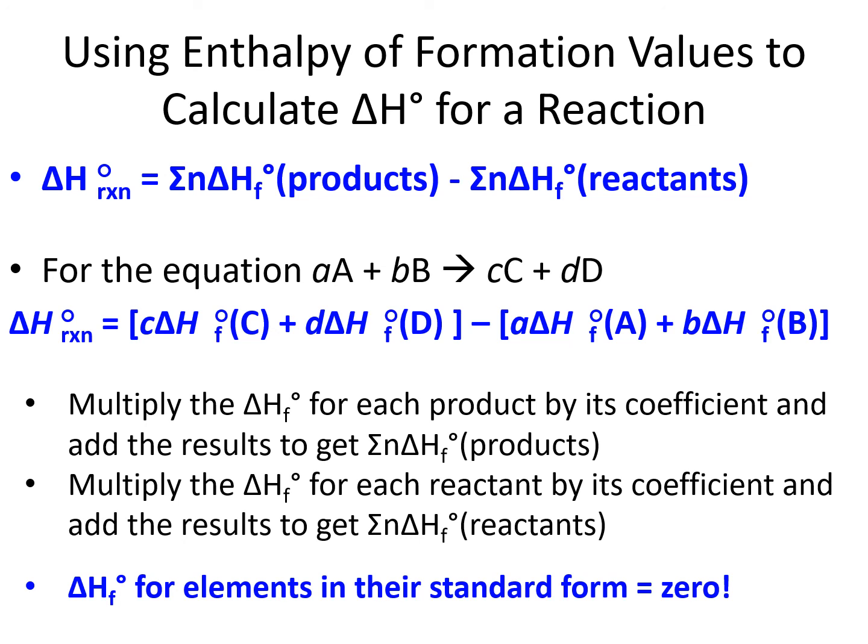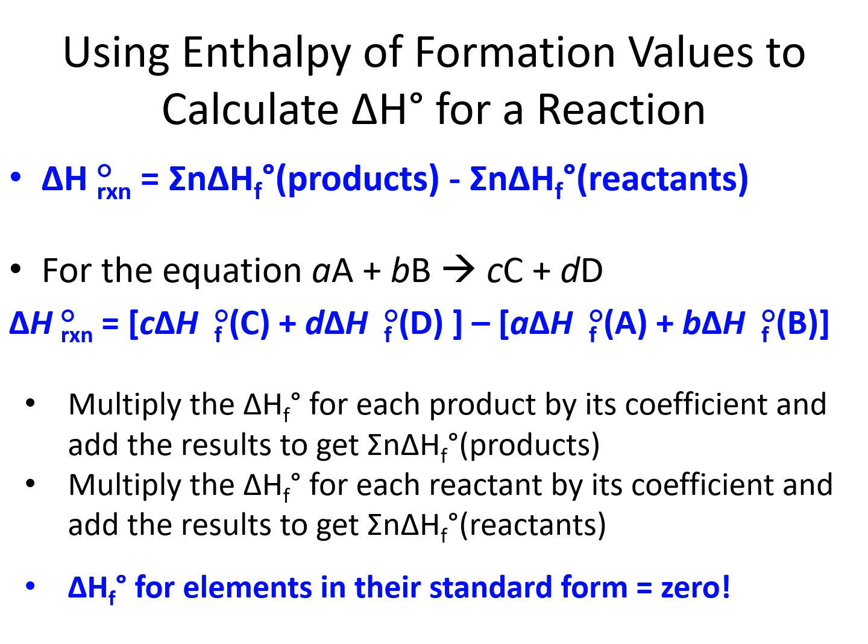In our general form, delta H has the standard symbol, and RxN stands for reaction. The Greek letter sigma stands for sum, which means we are adding the things after the symbol. N represents the coefficients in the chemical equation. Therefore, sigma n delta HF of products means multiplying the coefficients times the delta HF values for each of the products, and then adding up the resulting values. We would do the same type of calculation for the reactants. Finally, we would subtract the resulting values, doing products minus reactants.